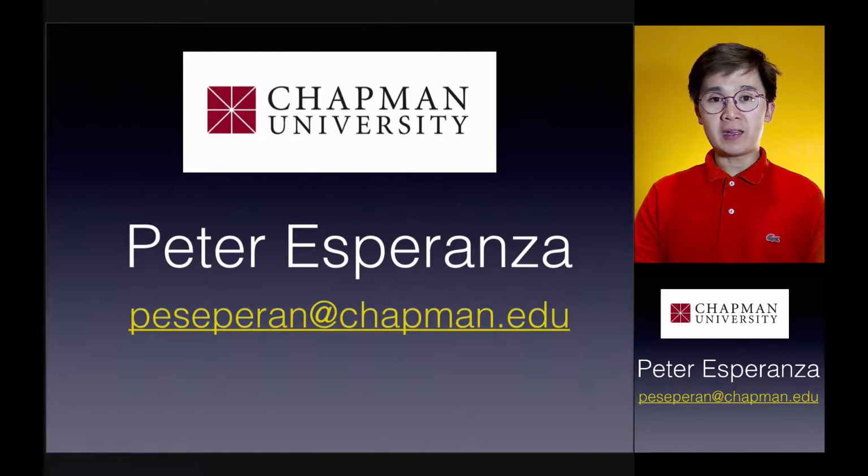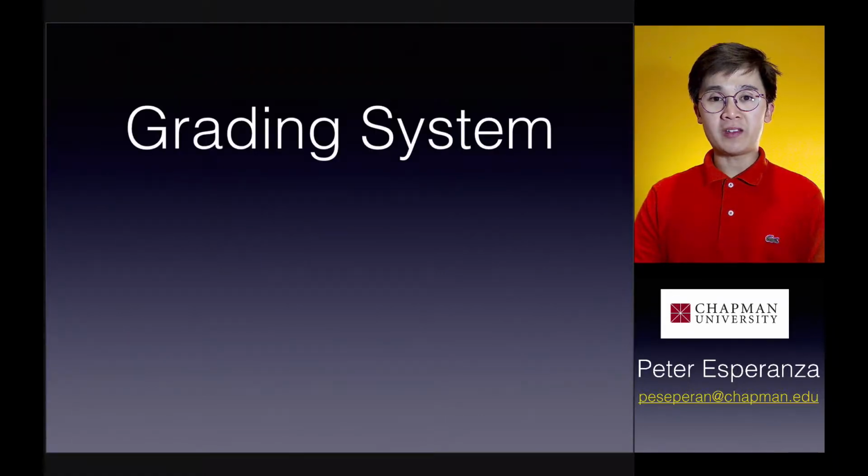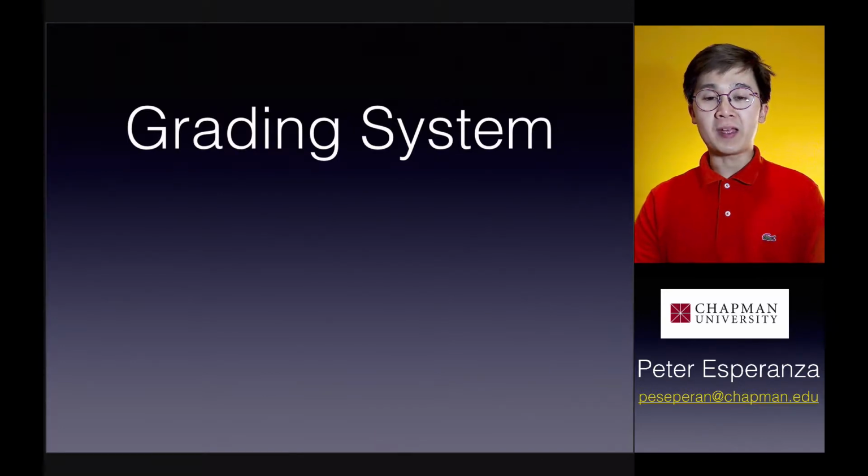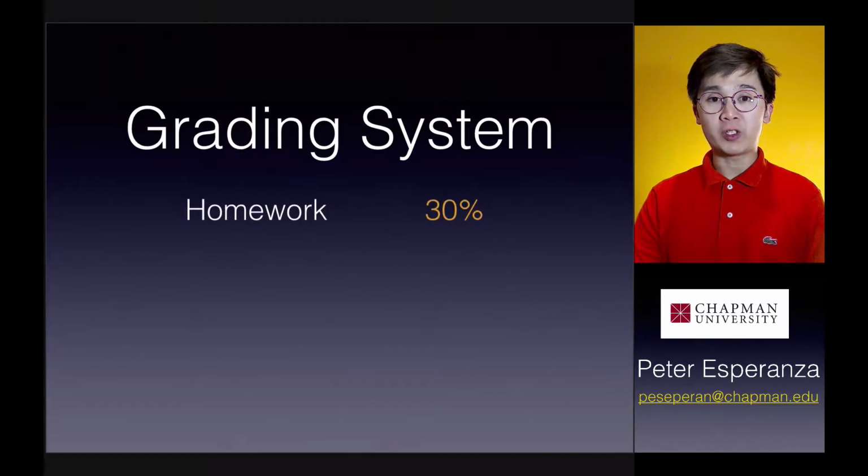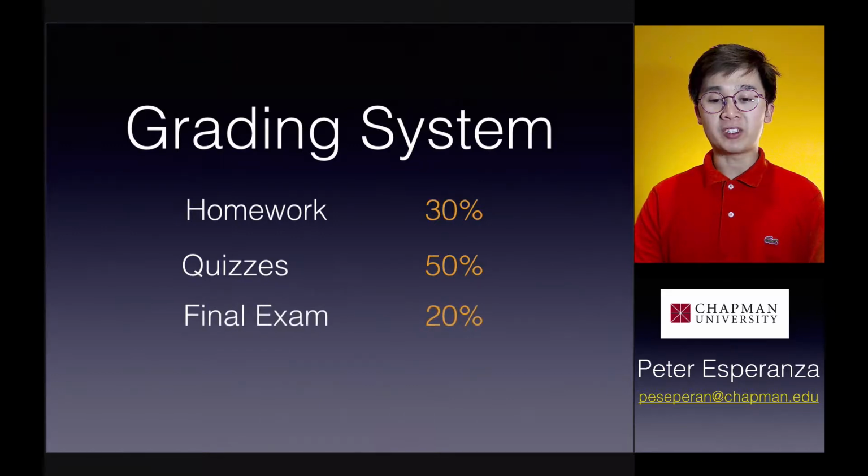Now to start with, let's introduce your grading system for this semester. You will be graded with your homework or your weekly task, which is 30% of your final grade, your quizzes, which is 50% of your semester grade, and your final exam, which is 20%, total of 100%.